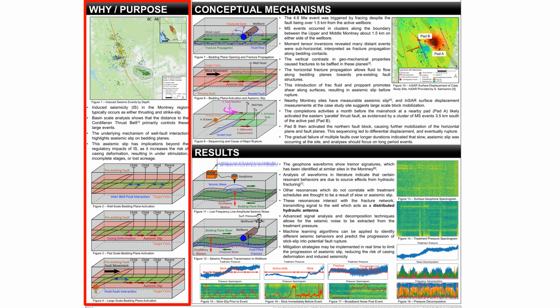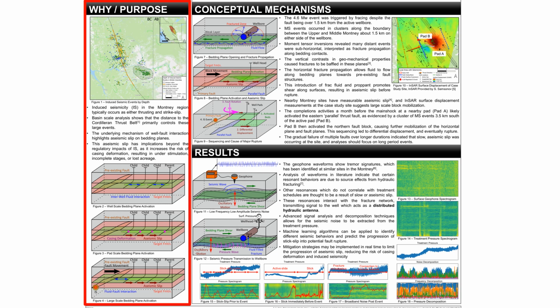However, the underlying mechanism of well-fault interaction highlights aseismic slip on bedding planes in both cases. We can think of this aseismic slip as a sliding scale from fracture-driven interactions, or frac hits, all the way up to induced seismicity. If you have a parent well with child wells and you're getting interactions between these parents and children, that would be classified as a frac hit.